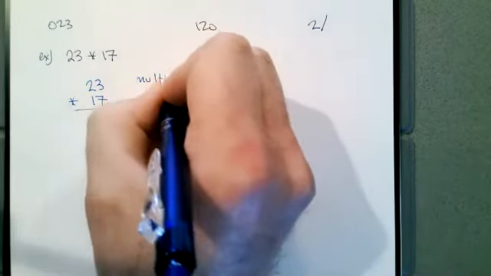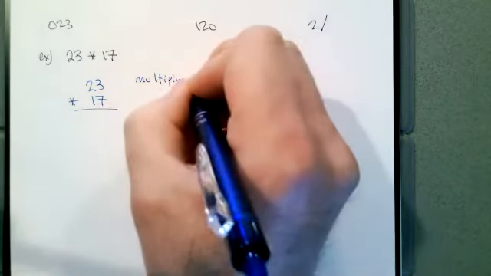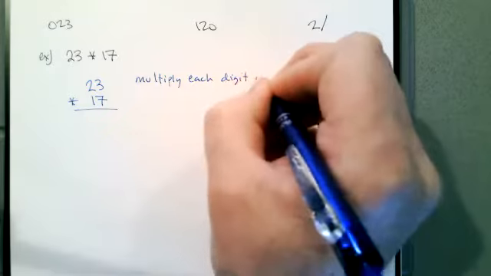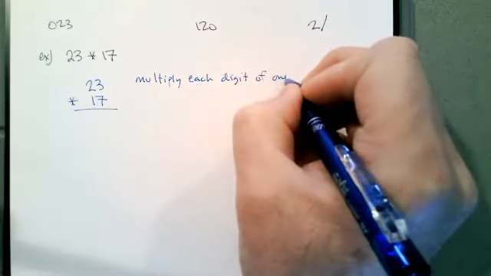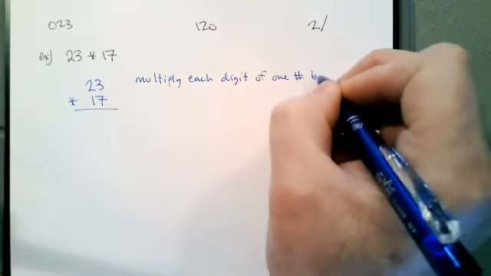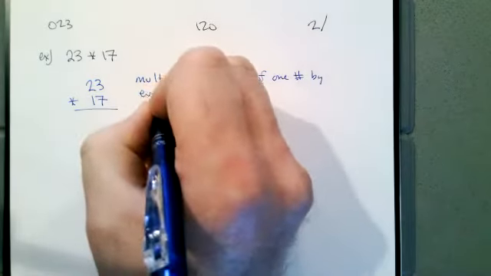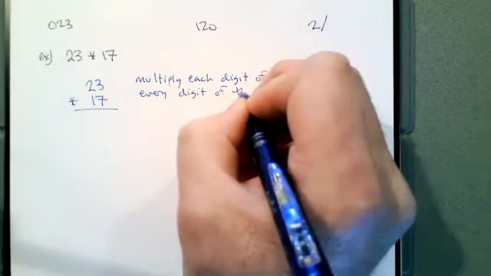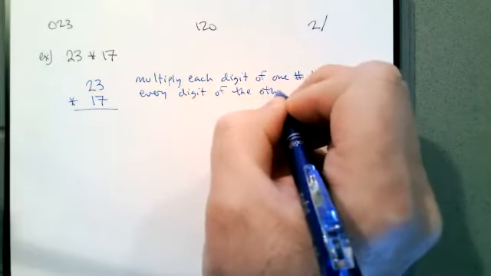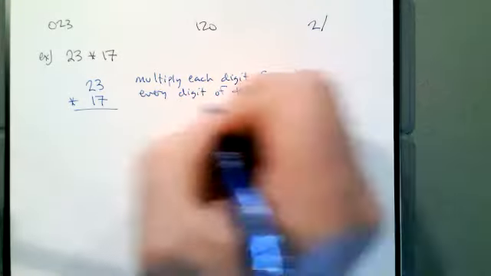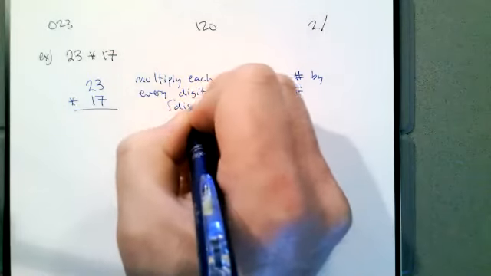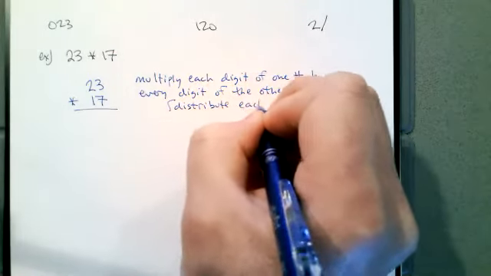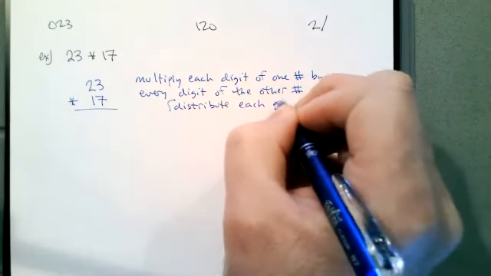Multiply each digit of one number by every digit of the other number. That is, distribute each digit.